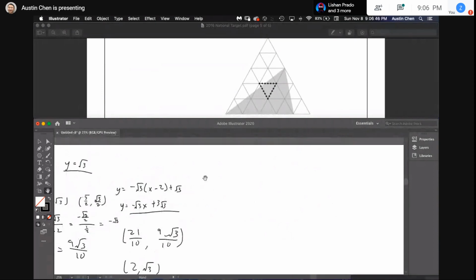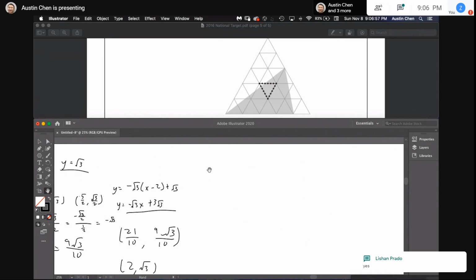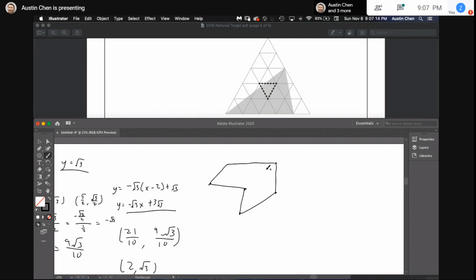Does everyone know what the shoelace theorem is? I'll just say it anyway in case people watching don't know. So it's like you have any polygon, okay? So any polygon in the coordinate plane. So maybe it looks like this, and it can have any number of vertices, right? It could be anything. Okay, and let's say you have the coordinates of all the points, right?